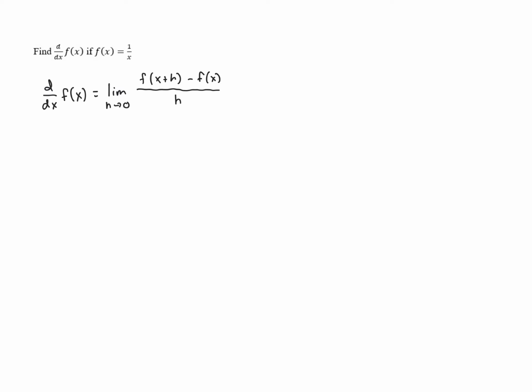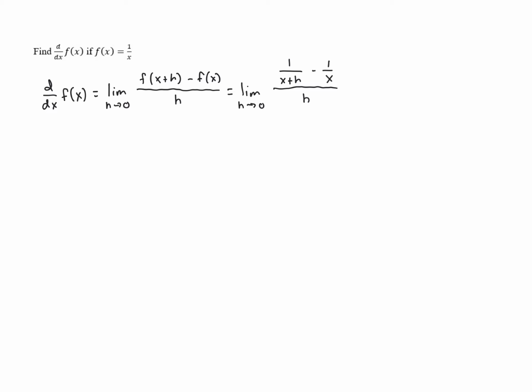Bing! And so we then need to actually plug in our specific function. So we still have the limit as h approaches 0, but our function, f of x, is 1 over x. It's the reciprocal function. So when we're evaluating it at x plus h, that is going to be 1 over x plus h. And we have minus f of x, which is 1 over x, all over h.